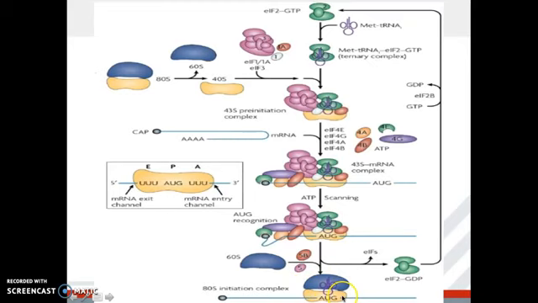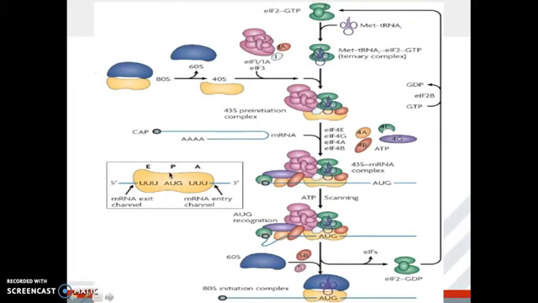So the translation will begin as the usual translation steps that we all know, where you have the tRNA carrying the amino acid, go to the A site, and then move to the P site to synthesize the peptide bond, eventually to produce polypeptides and fold into a protein.